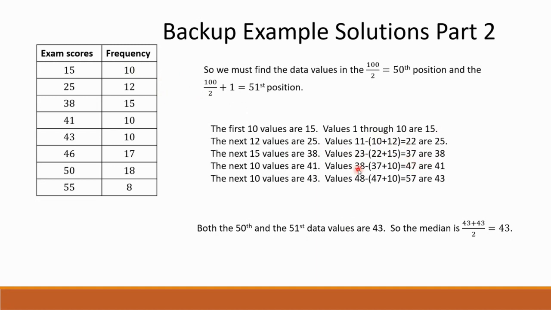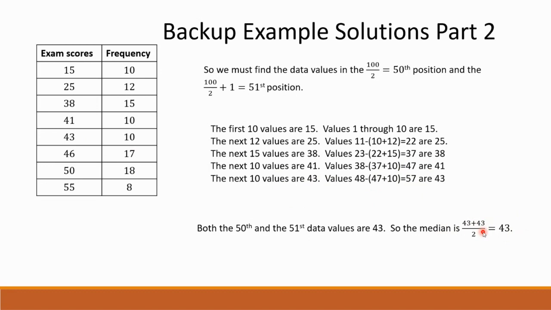The next 10, which is 38 to 47, 37 plus 10, those equal 41. And finally, the next 10 after that equal 43. So that'd be 48 up to 47 plus 10, which is 57. So those equal 43. So the data values in the 50th and the 51st positions both equal 43. And so because of that, the median is 43 plus 43 over 2, which is 43 in this case.